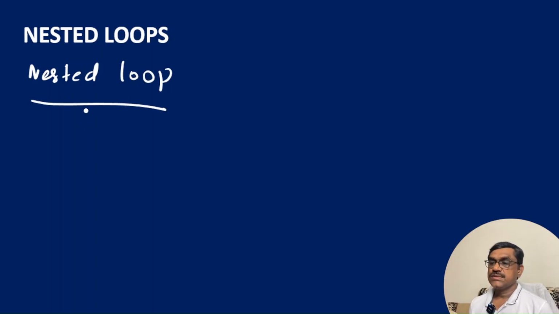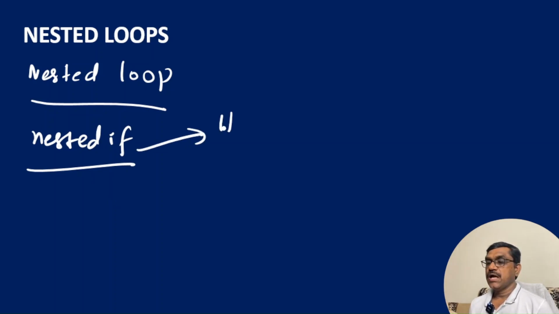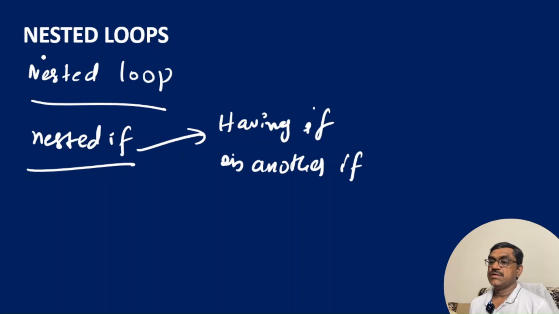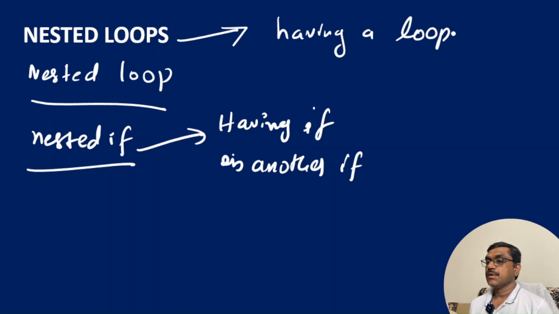In previous classes, we discussed the nested if. At the time of discussing nested if, I said that having an if in another if is called the nested if. Similarly, a nested loop is nothing but having a loop inside another loop. This is the simple definition.